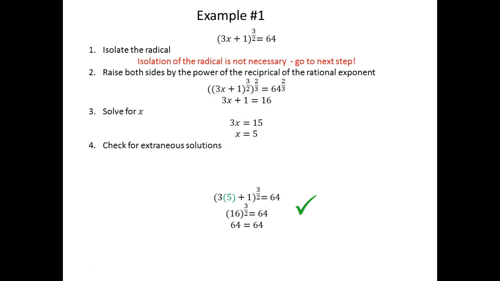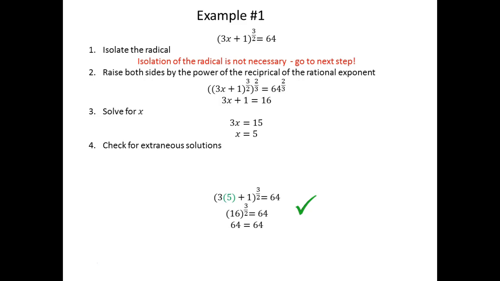The last example, I have a fraction for an exponent. I have 3x plus 1 raised to the 3 over 2 power. Now, in this case, I don't have any isolation I need to do, so I can go to the next step. When you have a fractional exponent, you simply raise both sides by the reciprocal of the rational exponent.